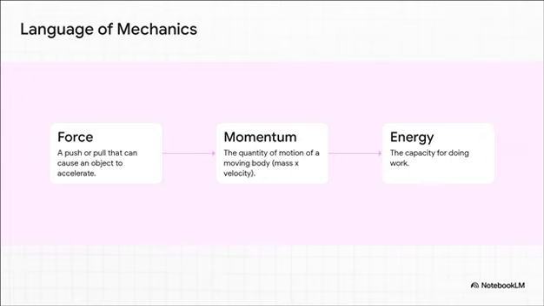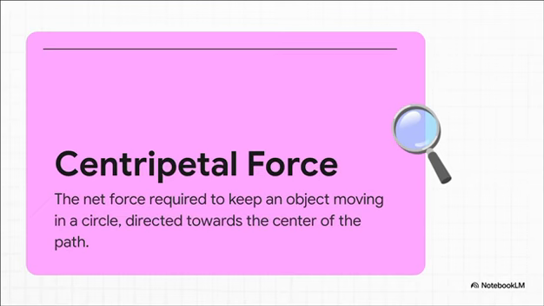And to do that, you need a transfer of energy. See? It all loops back together. Of course, things don't always move in a straight line. Anytime you see something turning, whether it's a planet orbiting the sun or a car going around a corner, there has to be some kind of net force pulling it towards the center of that turn. We call that centripetal force.